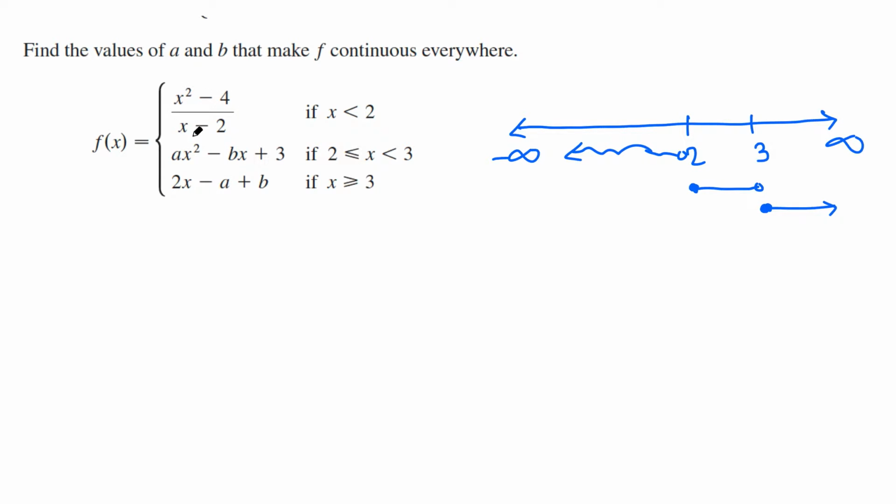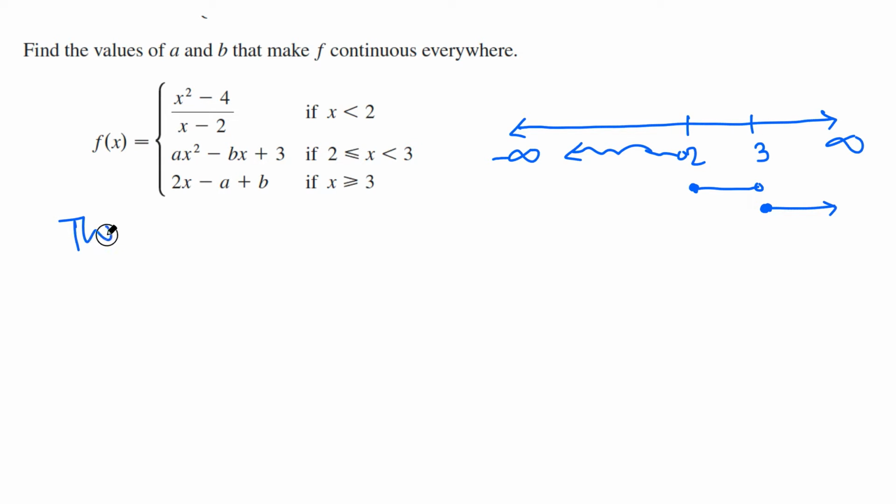What is the domain of this rational function? All reals except 2. And in fact, this function is defined for x less than 2, so 2 is not even in the domain. So this is also continuous. So each piece is continuous. So the issue here is at the endpoints. What happens at 2 and 3? If this function is continuous at 2 and 3, then this will be continuous everywhere.